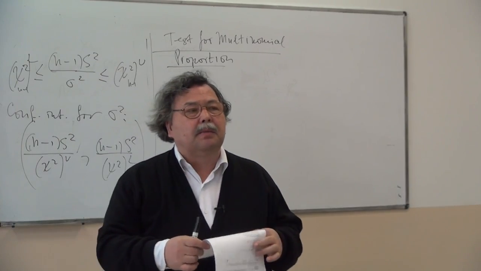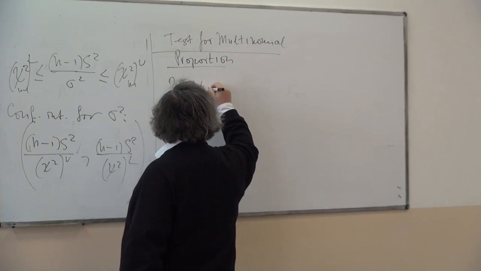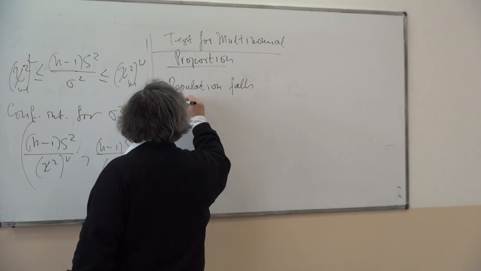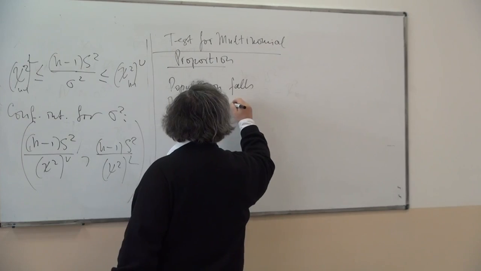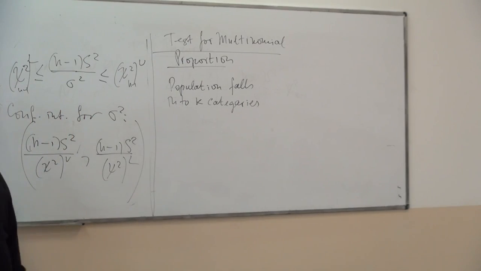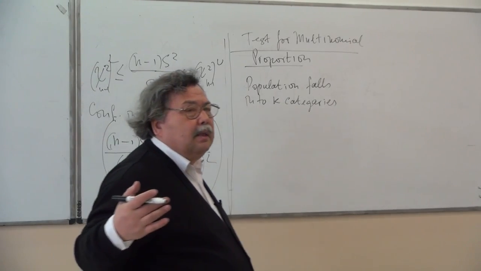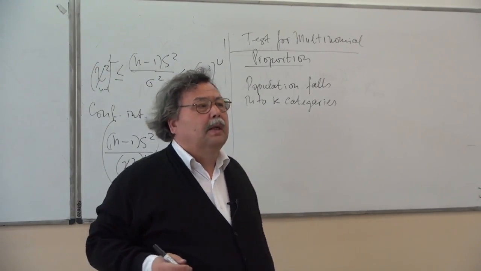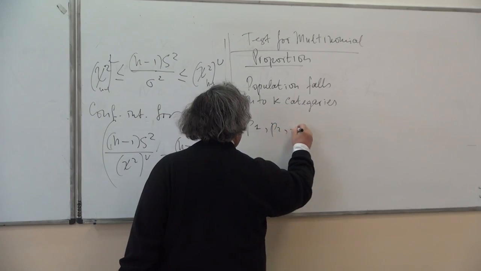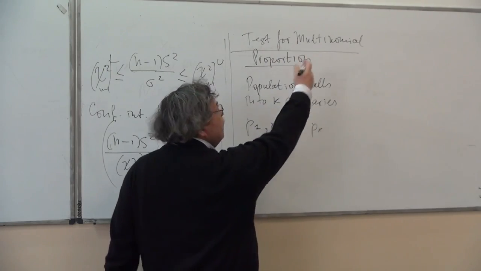Suppose the population that we study falls into k categories. And the proportion in which the population is divided between these k categories is not known. Let's denote it by P1, P2, ..., Pk. So these are the proportions. This is what's called a multinomial proportion.